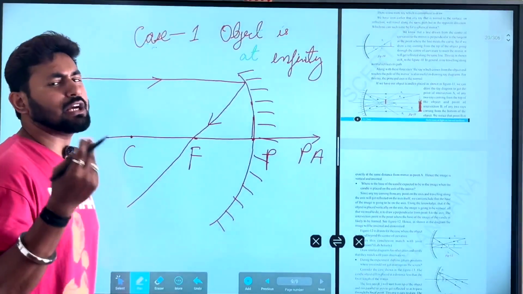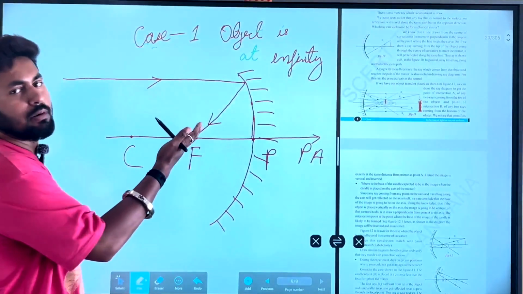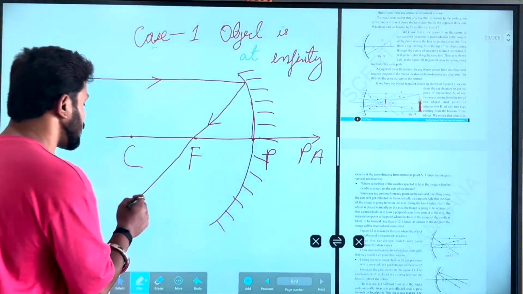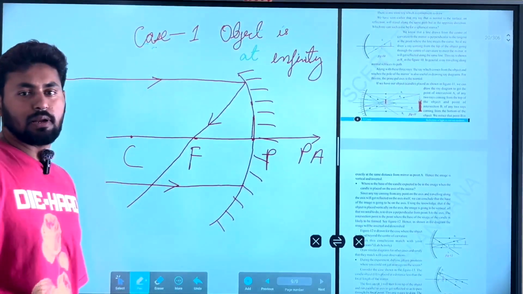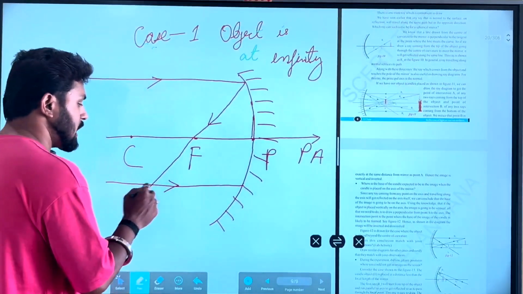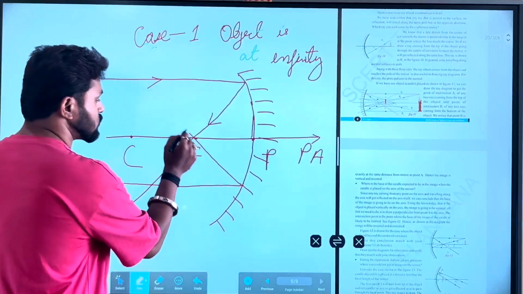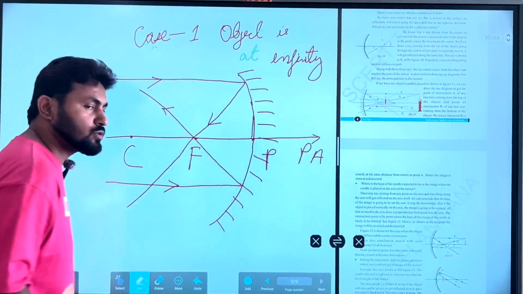Now again I will take one more ray. This is rule number 1. Again I will take rule number 1 from below. Now you know that after striking the mirror, it will pass through the focus.